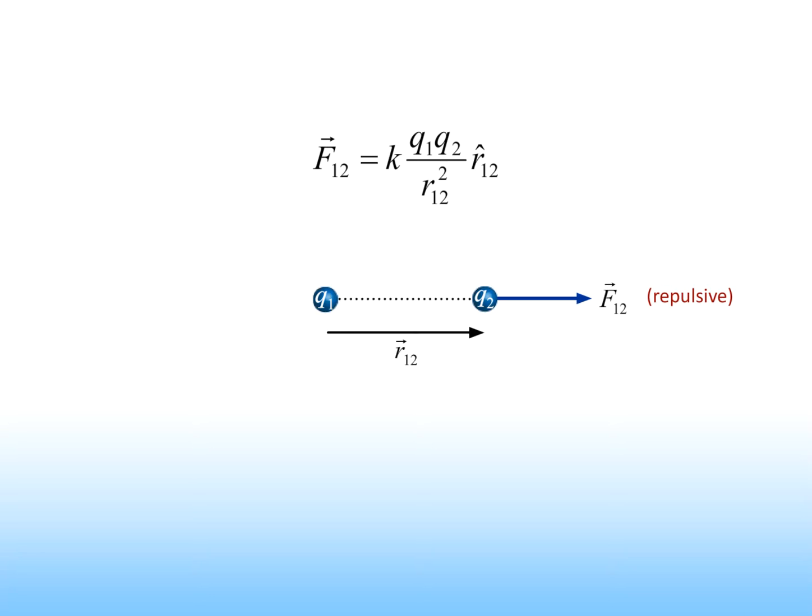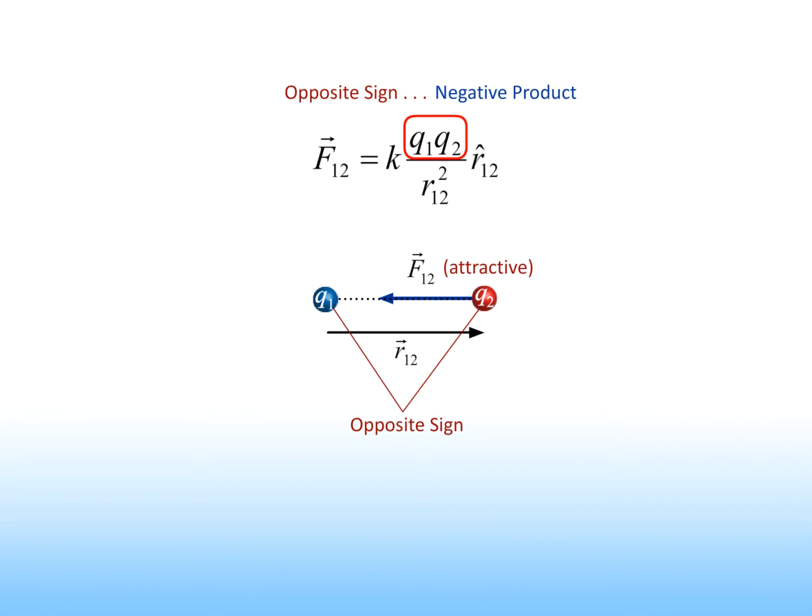Since F12 is repulsive, we know that the charges must have the same sign. If we treat Q1 and Q2 as signed numbers, then the vector form of Coulomb's law shown determines the correct direction automatically. I.e., if charge 1 and charge 2 have the same sign, the product Q1Q2 is positive, and the force is repulsive, i.e., along R12. If charge 1 and charge 2 have opposite signs, then the product Q1Q2 would be negative, and the force would be attractive, i.e., along minus R12.